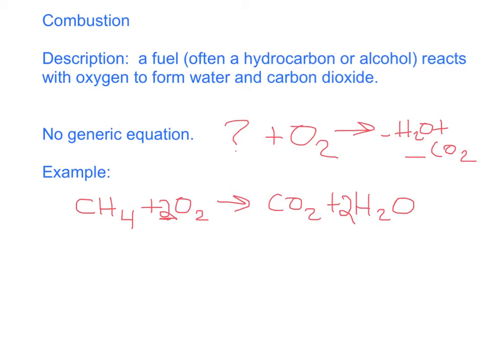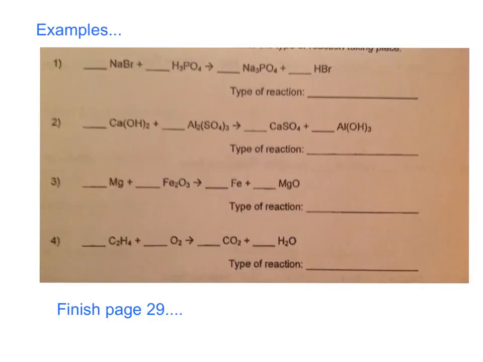So that's combustion, and now let's go to some examples and see if we can identify them. On page 29, that's what we're looking at in our packet. Of course, next year it may not be page 29. This year it's page 29. On this first page, we're not going to worry so much about balancing right now, because that's an older topic, unless you really want to. I think the main thing is, can you look at the reaction and see what type of reaction we're dealing with? So right now we have sodium bromide plus phosphoric acid yields sodium phosphate plus hydrobromic acid.